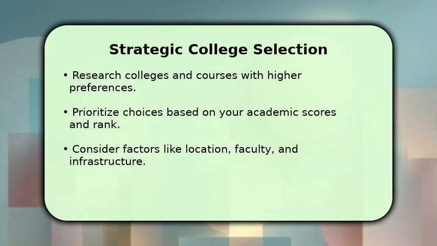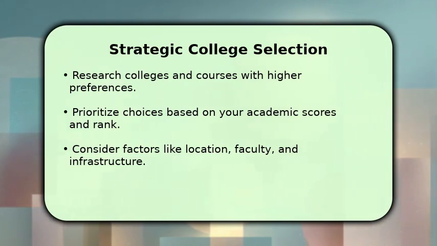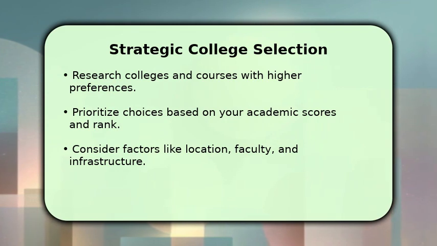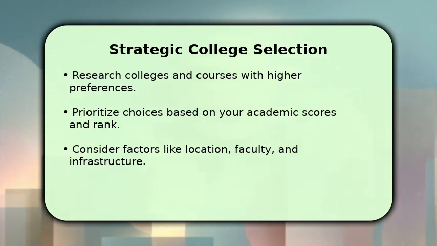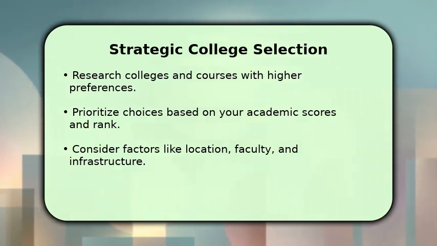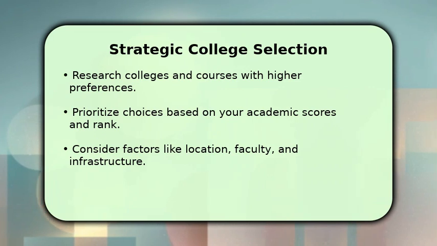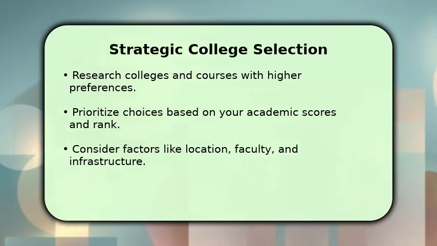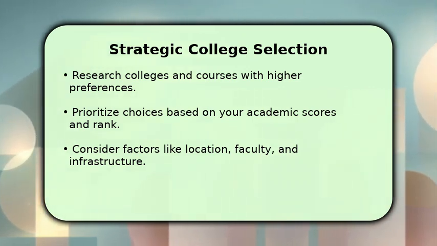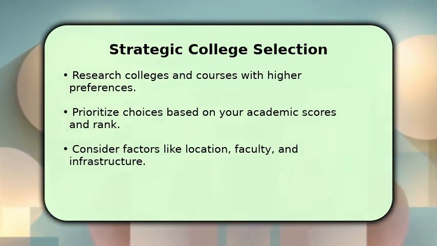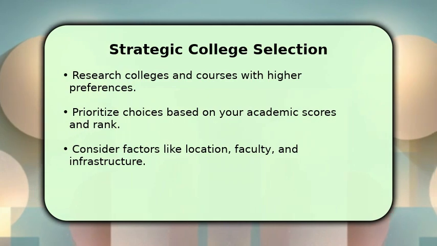To maximize your chances, a strategic approach to college selection is key. Thoroughly research institutions and programs that align with your higher preferences. Use your academic scores and rank to prioritize your choices effectively. Also, weigh other important factors such as the college's location, the quality of its faculty, and available infrastructure. This thoughtful process can lead to a better outcome.